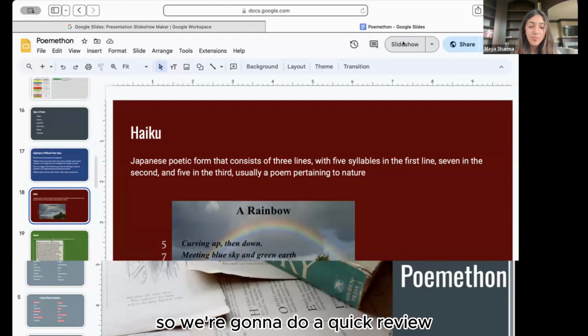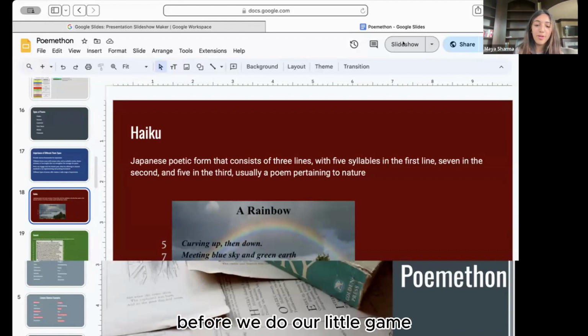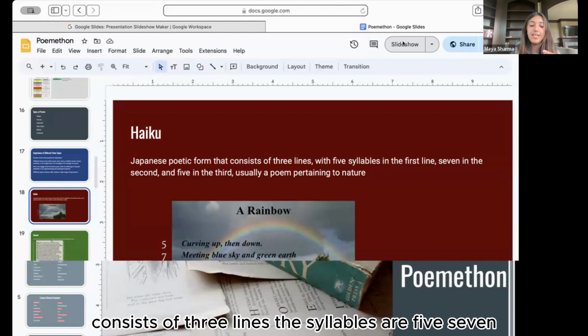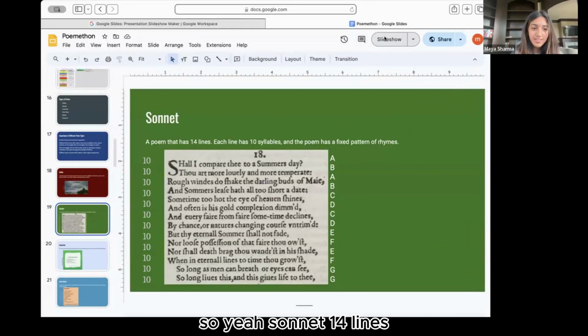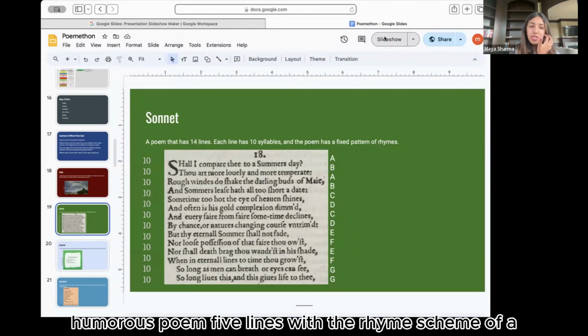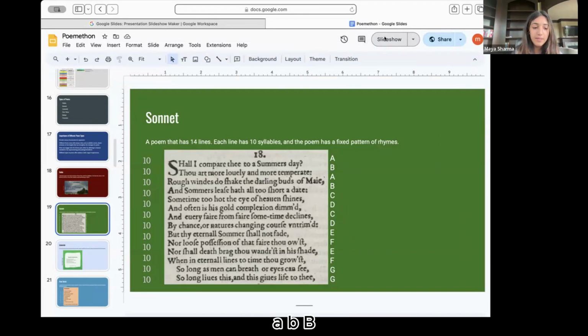Okay, so we're gonna do a quick review before we do our little game. A haiku consists of 3 lines. The syllables are 5, 7, 5, okay? A sonnet has 14 lines, 10 syllables per line. A limerick is a humorous poem, 5 lines with the rhyme scheme of AABBA.